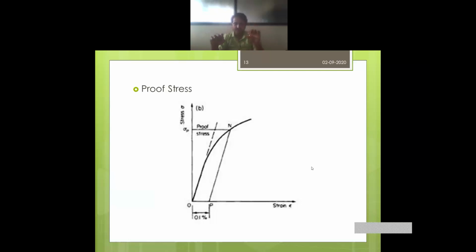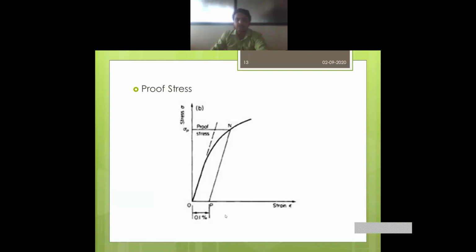It is one directional. This proof stress is also a normal stress, but the value what we can take for design consideration is called as proof stress. Now we shall understand this concept. Observe this graph carefully.